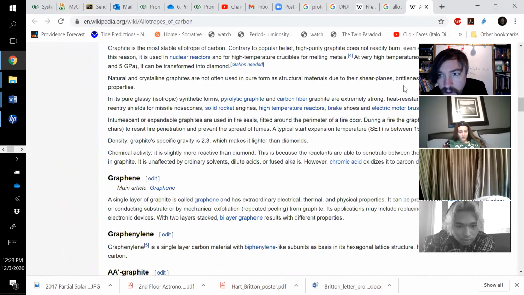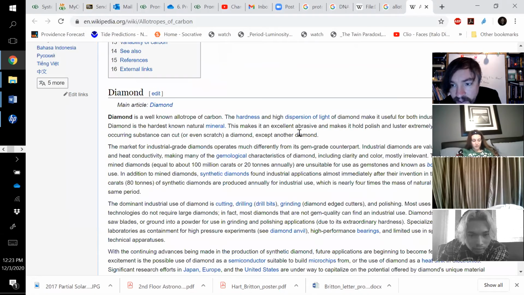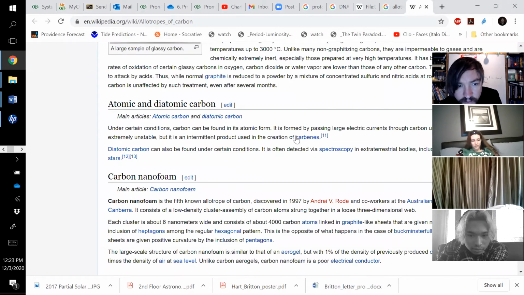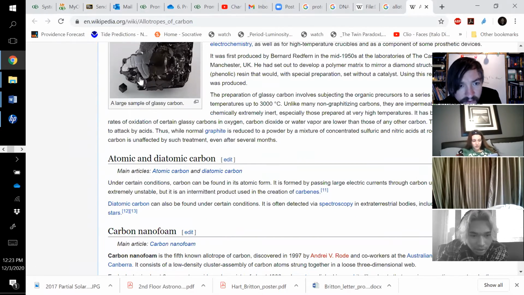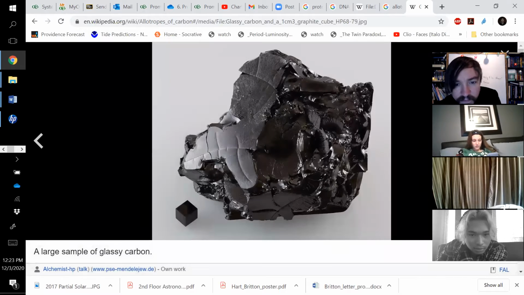Bear with me here. Oh, you guys are in the way of my diagrams. Allotropes are different ways. Oh, wow, there's a sample of glassy carbon. That's beautiful. That's just beautiful.